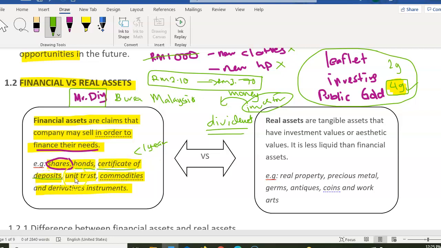Certs of deposit are quite similar to bonds, but this one is short term, less than 1 year. So the hold to maturity is less than 1 year. Certificates of deposit, of course, the buyer of these certs of deposit will have some profit after the certs have matured. So they can claim back the certs. Okay, so for the next explanation, I will explain in the other video.